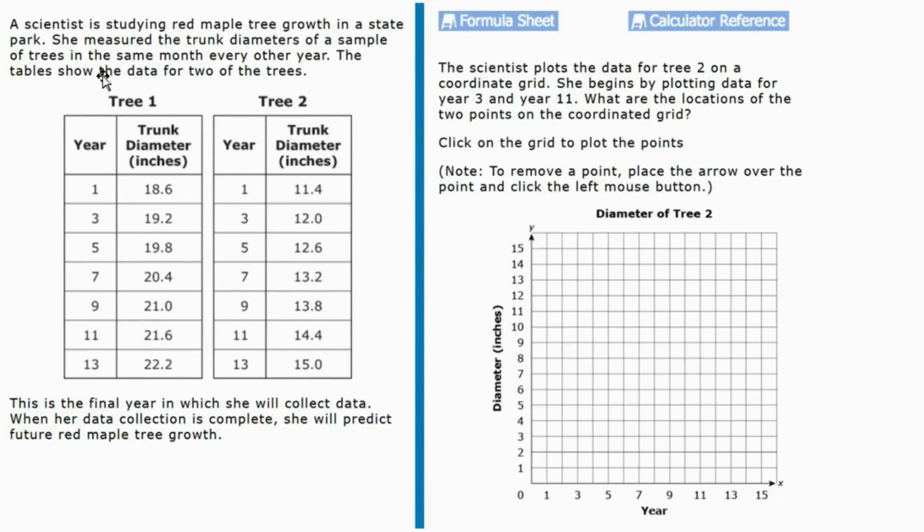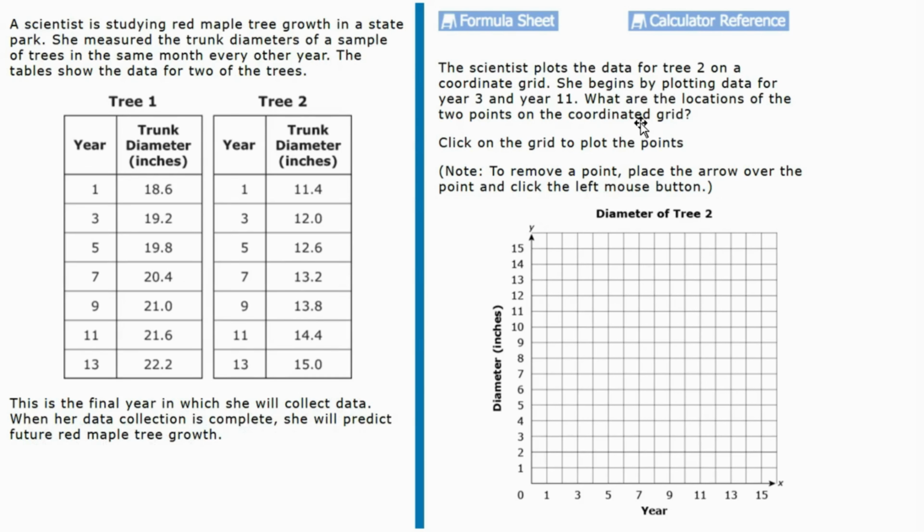Next question. A scientist is studying red maple tree growth in a state park. She measured the trunk diameters of a sample of trees in the same month every other year. The table shows the data for 2 of the trees. You can see the tables here. One is showing the year and the diameter. This is the final year in which she will collect data. When her data collection is complete, she will predict future red maple tree growth.